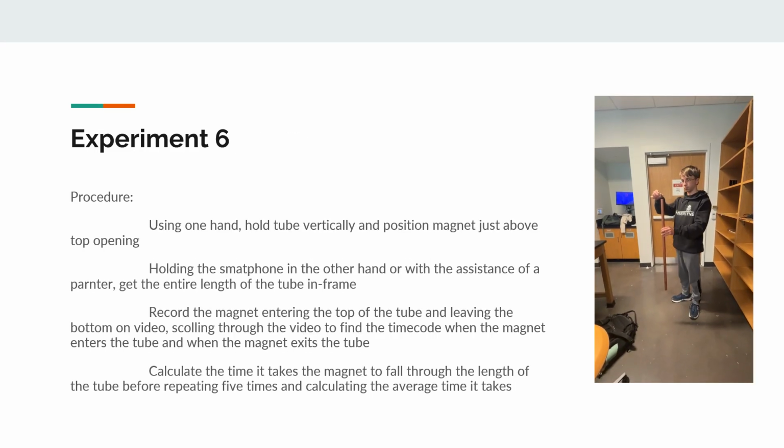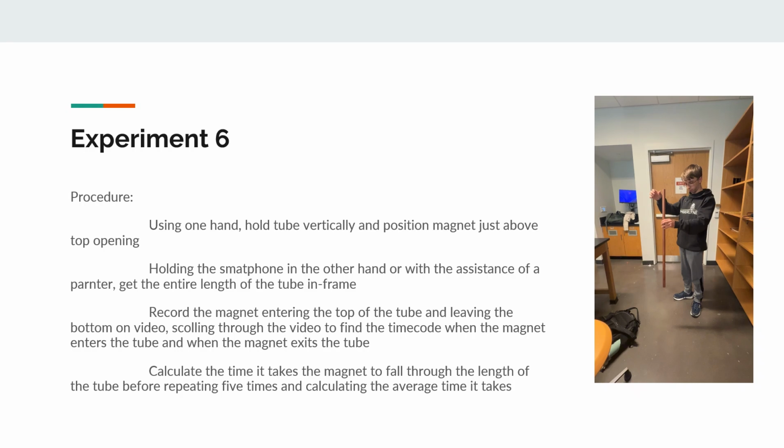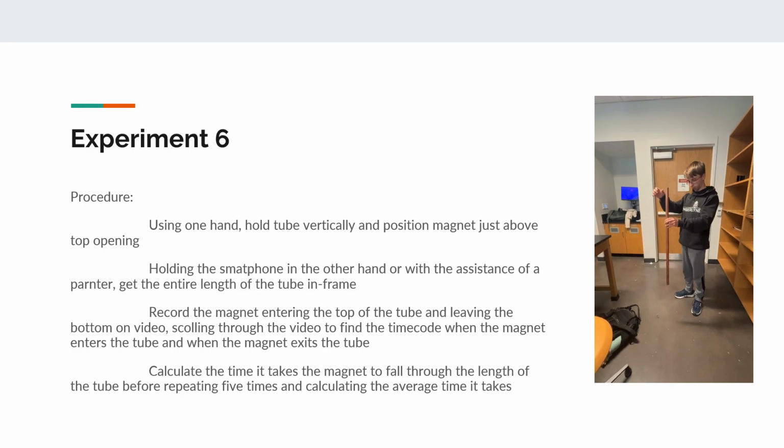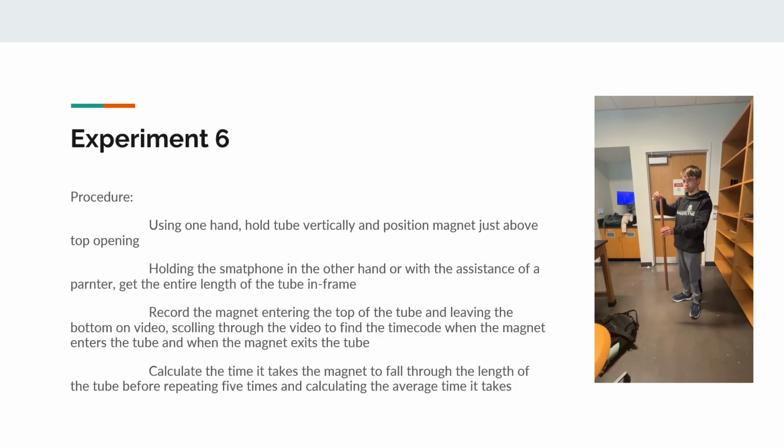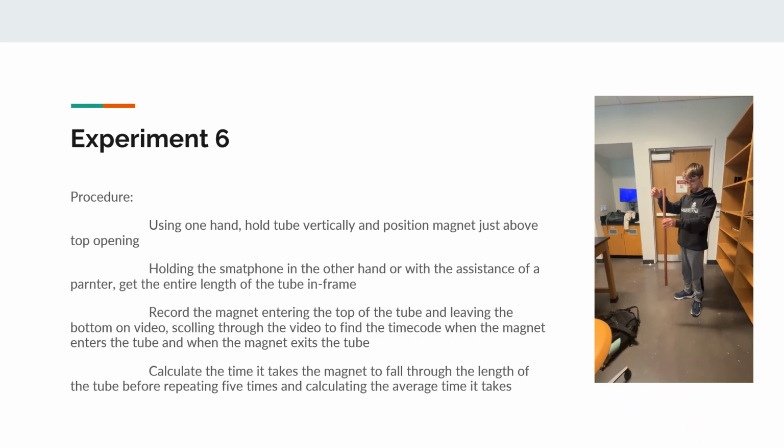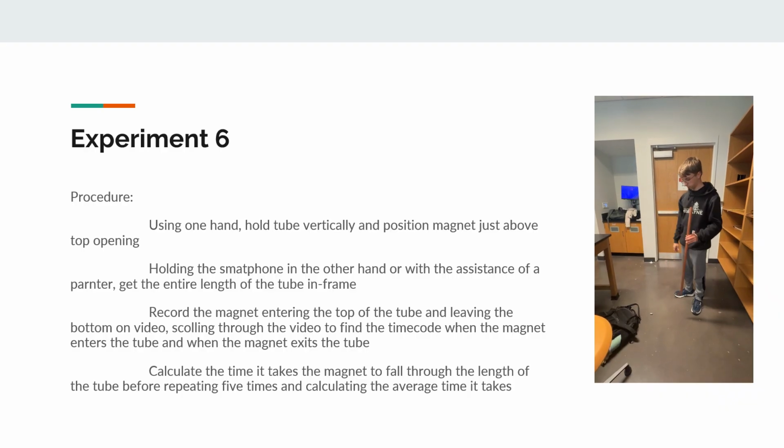For experiment 6's procedure, using one hand, hold the tube vertically and position the magnet just above the top opening. Holding the smartphone in the other hand or with the assistance of a partner, get the entire length of the tube in frame. Record the magnet entering the top of the tube and leaving the bottom on video, scrolling through the video to find the time codes when the magnet enters the tube and when the magnet exits the tube.